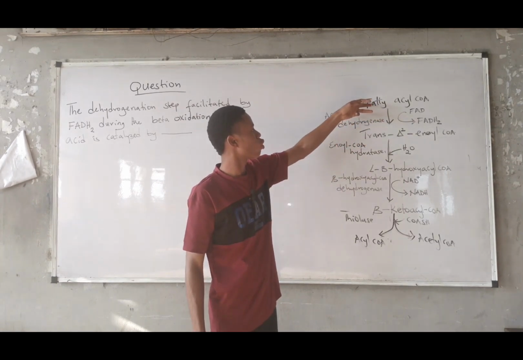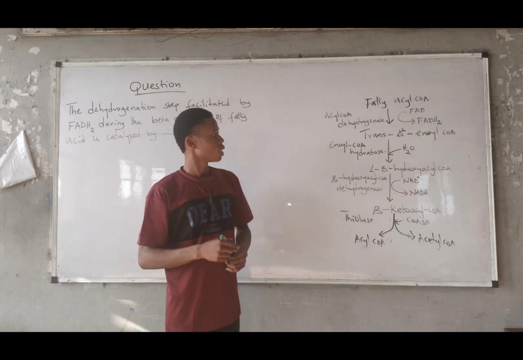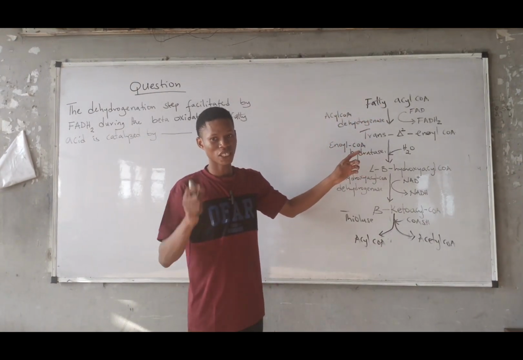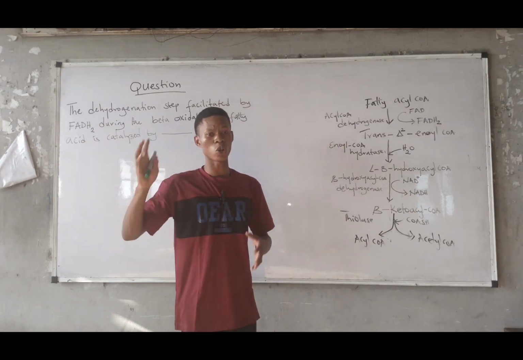Now, the fatty acyl-CoA undergoes the beta oxidation in 4 steps. The first step here is called dehydrogenation, which is removal of hydrogen. You can also call that oxidation.